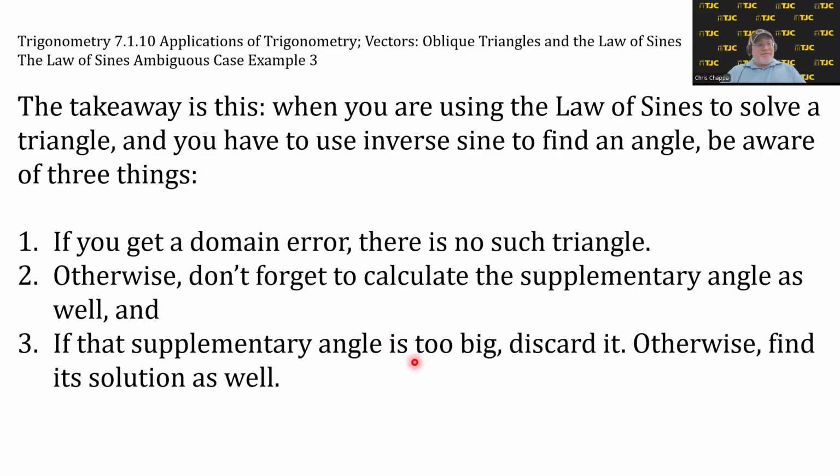So this replaces that list of if this happens, no solutions. If this happens, one. If this happens, two. Just solve the problem. And remember, when you're using inverse sine, domain error means no solutions. Otherwise, you get an angle. Don't forget to calculate its supplement. But if the supplement's too big, throw it away. And then you chase down each solution.